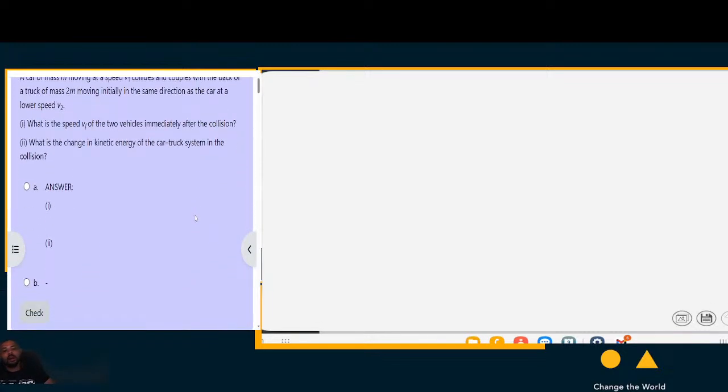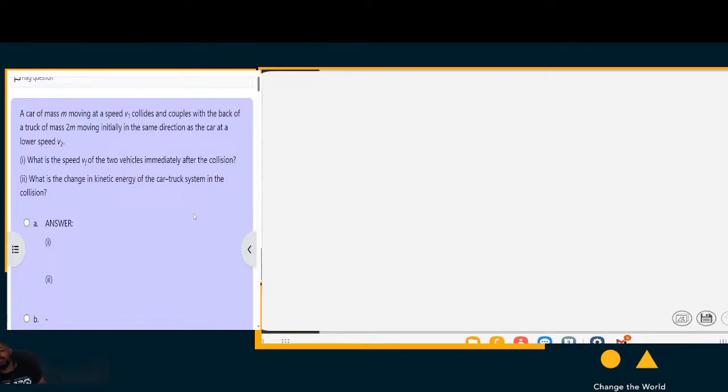2. A car of mass m moving at a speed v1 collides and couples with the back of a truck of mass 2m moving initially in the same direction as the car, but at a lower speed of v2. So we have a truck moving at a lower speed, the car's coming up behind it, collides with it, and somehow this car, this bumper or something, gets trapped at the back of the truck and they start moving together as one unit. This is the collision part of this section.